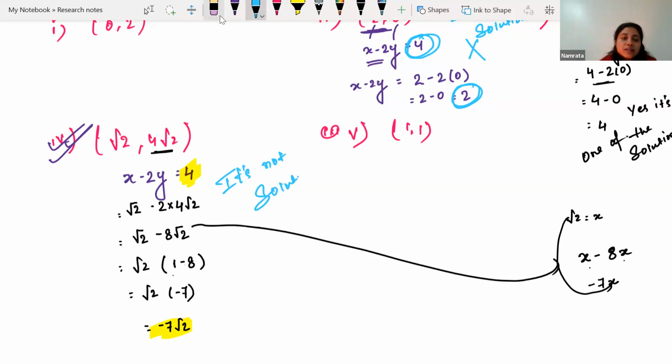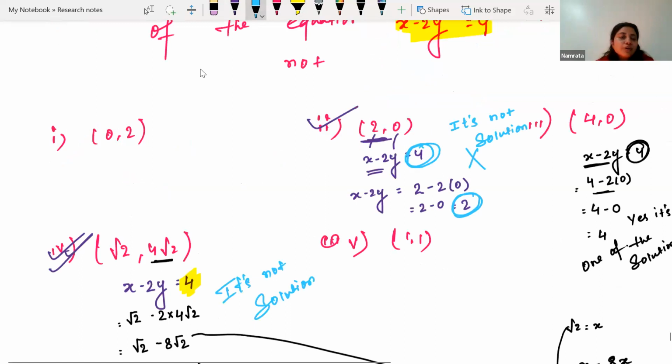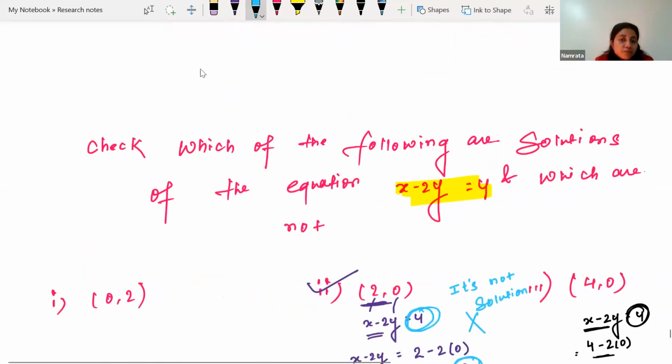So basically one by one, for number 1, for 2, for 3, for 4, for 5, we will be substituting the point given, like x comma y, which is given over here. We will be substituting it in the equation, and we will be checking whether we are getting 4 or not. Why 4? Because 4 is here in our equation. So after doing the simplification on the left hand side, if we are getting the right hand side 4, it's the solution. If we are not getting the right hand side 4, then we will say it's not the solution.